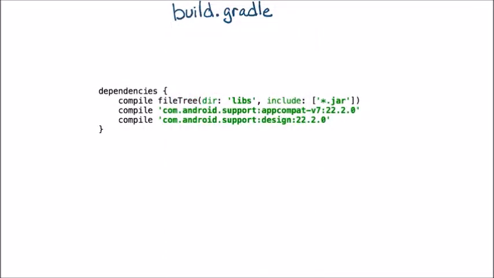First, you'll need to add these two lines to your build.gradle file. I'll explain why we need AppCompat in just a second. The design library adds several widgets and layouts that make implementing material design much easier. 22.2.0 was the most recent version at the time of recording, but use whatever is the latest and greatest.